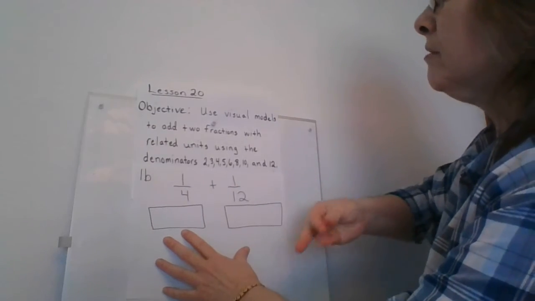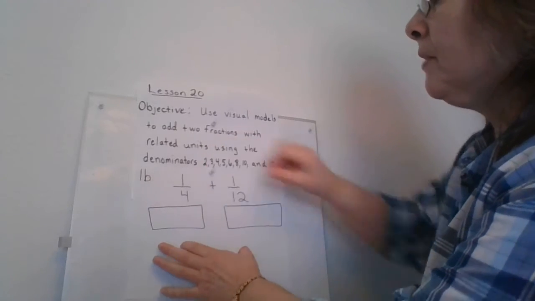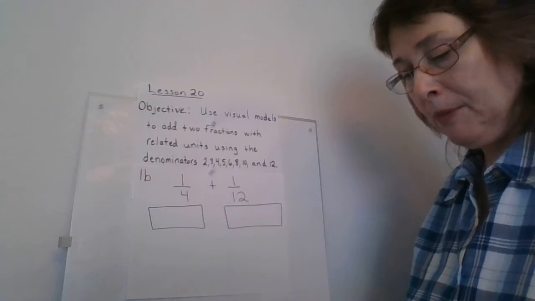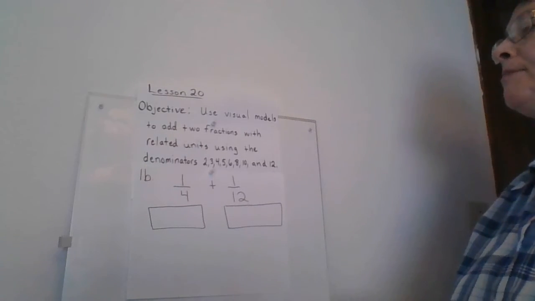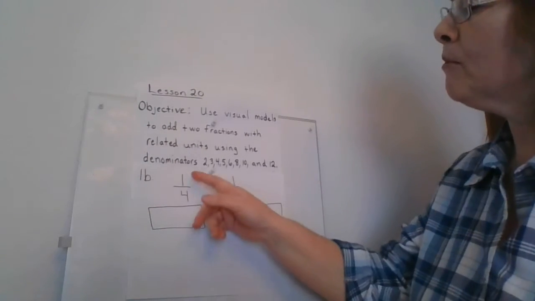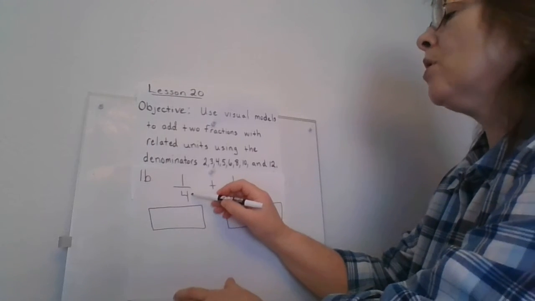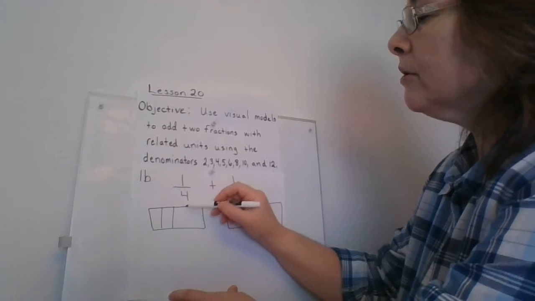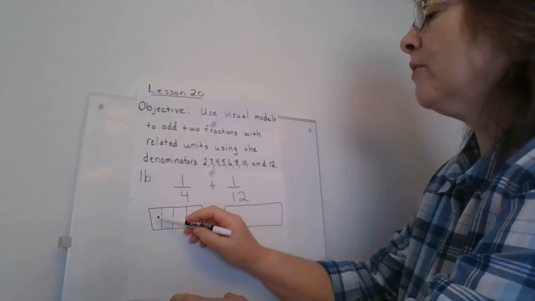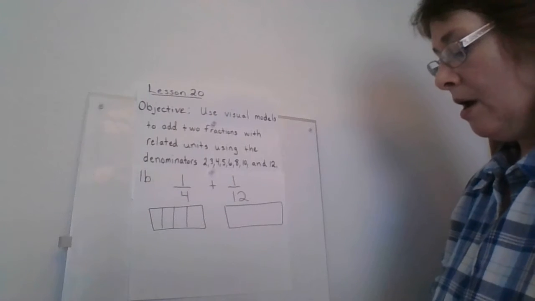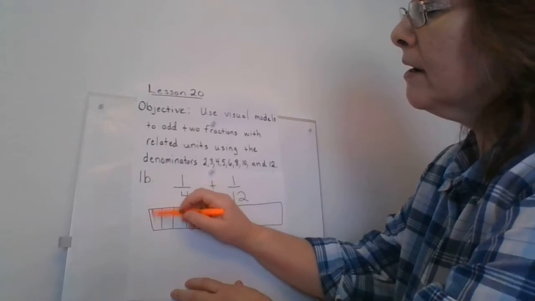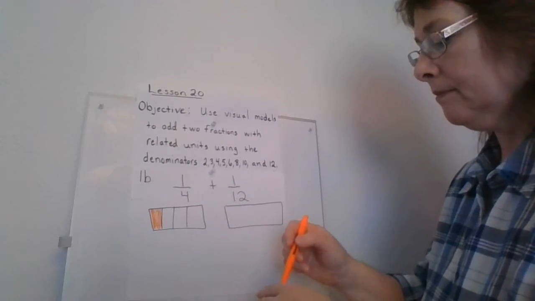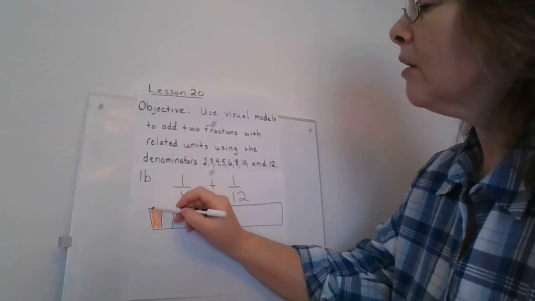Okay, the next question, similar to the one that we just did. This one says 1/4 plus 1/12. So the first thing I'm going to do is fill in my tape diagram. The tape diagram 1/4, so I need 4 equal parts. I'm going to draw 3 lines. 1, 2, 3. Make sure I have 4 parts. 1, 2, 3, 4. I'm going to shade in the first part. That's my 1 out of 4. So this is my 1/4.